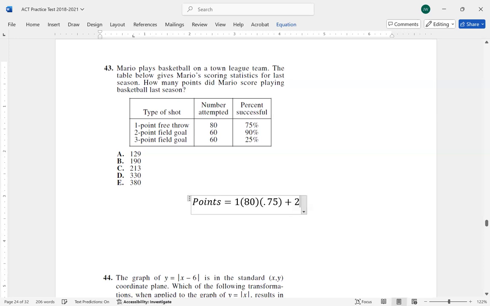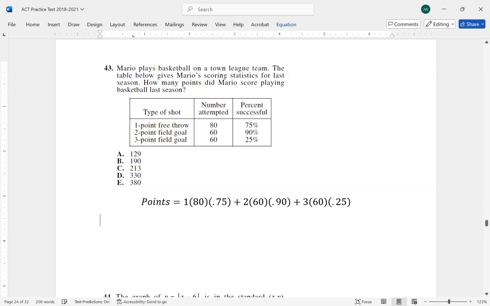Then we could do the same thing for 2-point attempts. He attempted 60 and he hit 90% of those. Again, 2 times 60 times 0.9. And then he attempted 3-point field goals 60 times, and he hit 25% of those. So that's going to give me the total number of points that Mario scored.